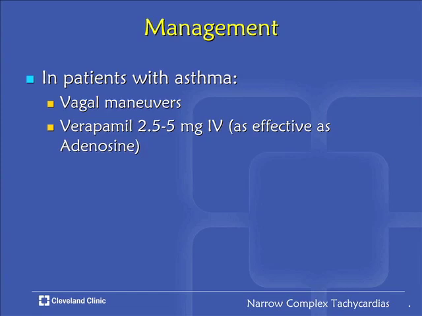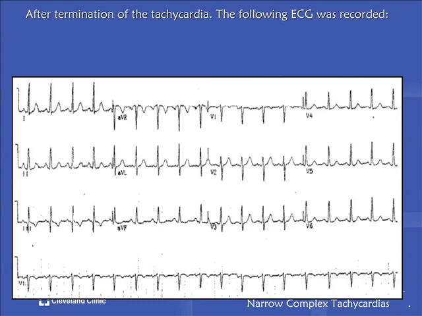The treatment of choice would be adenosine, but not if the patient is actively asthmatic, okay? Treatment of choice for these kinds of patients is verapamil or vagal maneuvers. Actually, verapamil works as good, if not better, than adenosine, okay? I'm sorry, it's a trick question, but you're gonna see some trick questions on the boards. Good job for people who answered E.